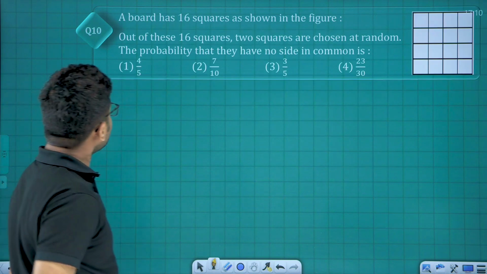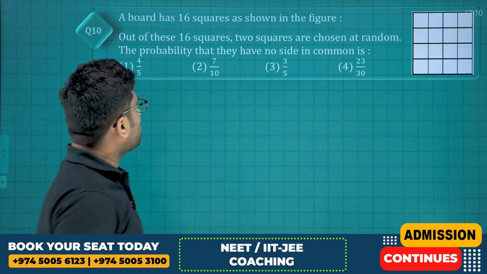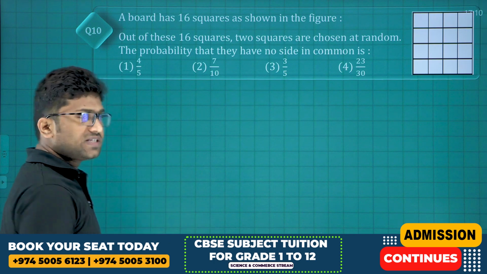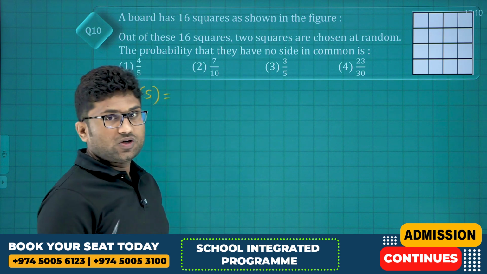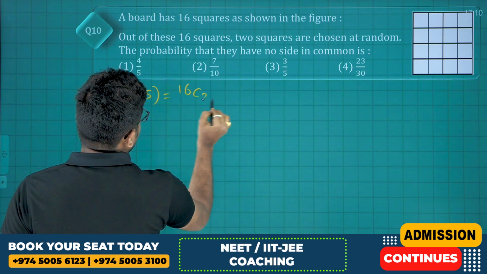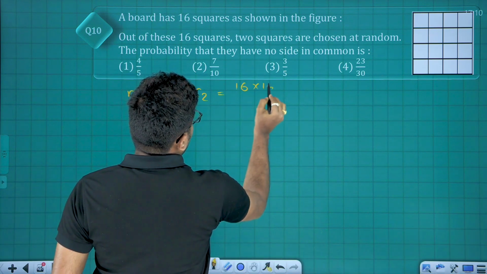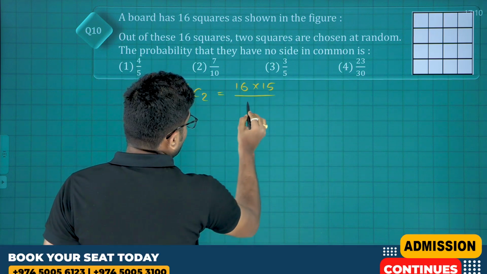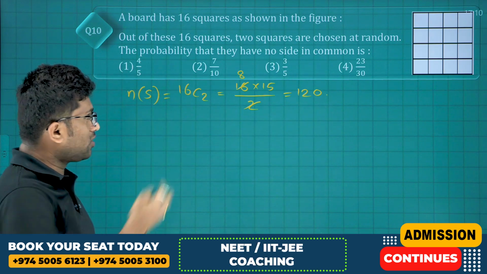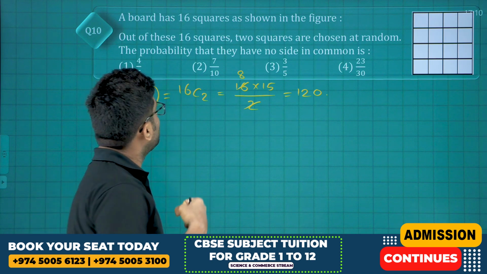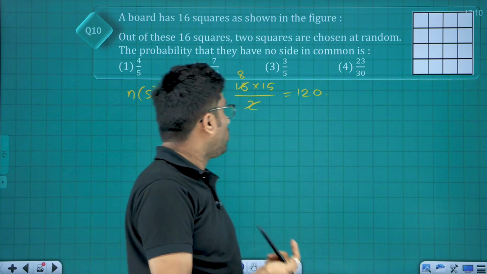Next one. A board has 16 squares as shown in the figure. Out of these 16 squares, 2 squares are chosen at random. If 2 squares are chosen from 16 squares, what is the sample space? The number of ways we can do it is 16C2, which is 16 into 15 divided by 2, which is 120. So there are 120 ways to choose 2 squares out of 16.